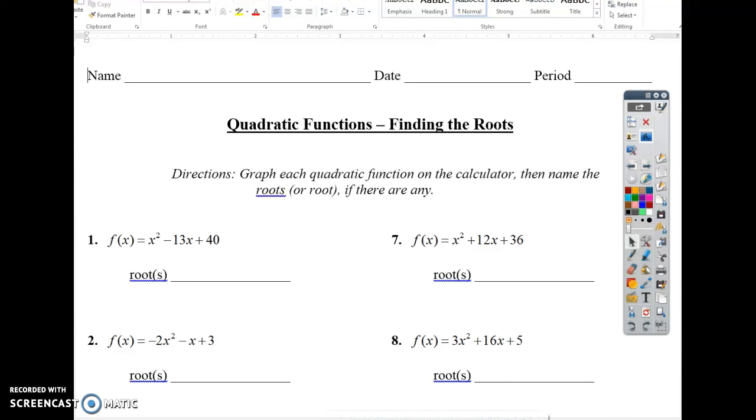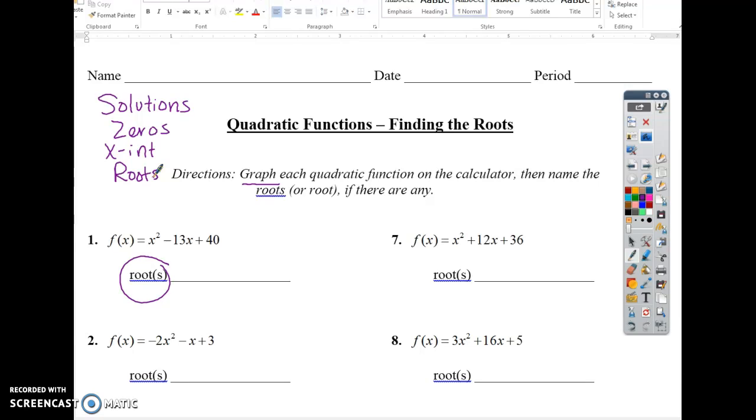Okay, today's worksheet is a little like yesterday's, where it's asking you to graph the quadratic function and then name the roots. So we're looking for the roots. Remember, roots are the same things as solutions, zeros, x-intercepts, roots. Okay, so we're looking for where they cross the x-axis.